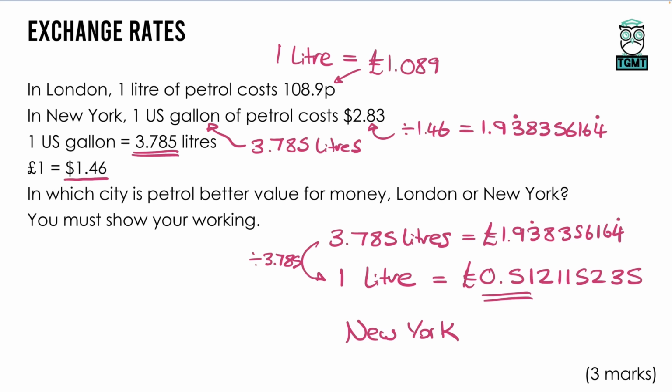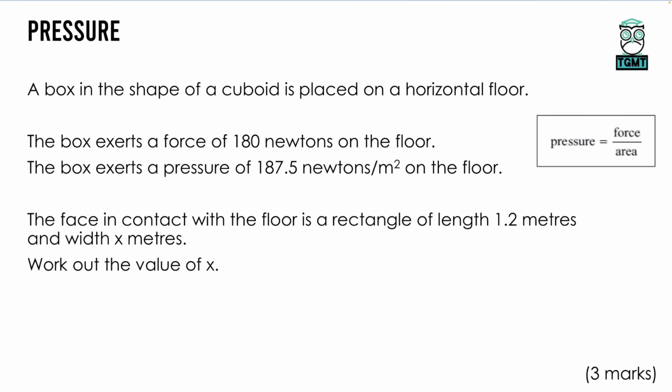And there we go, there's looking at some exchange rates and some unit conversions. Now this next question is looking at pressure, and we are given the pressure is equal to force divided by area formula. It says a box in the shape of a cuboid is placed on a horizontal floor. It doesn't give us a picture of that, but we can sort of imagine what that looks like. We have a cuboid, there we go, and that is on a horizontal floor, and there is our cuboid.